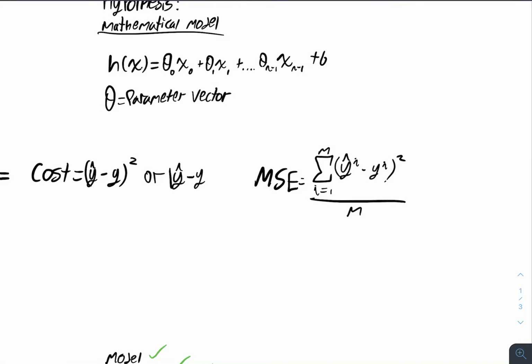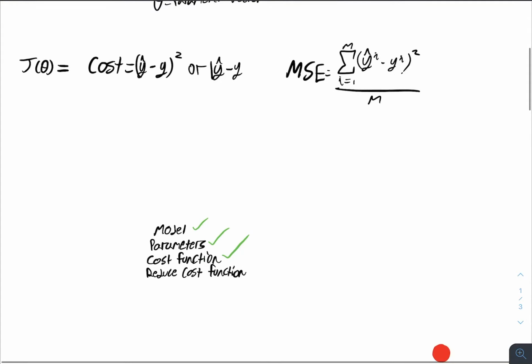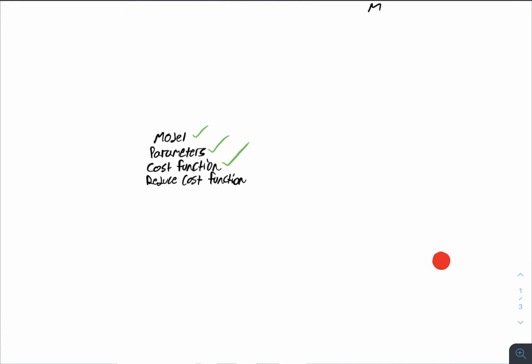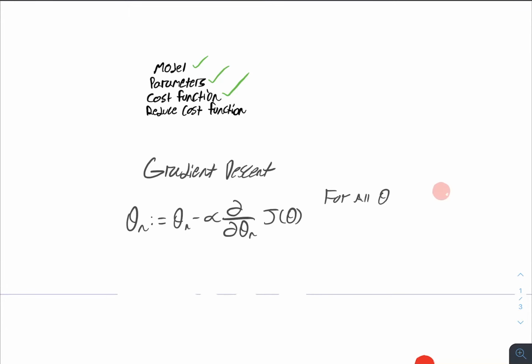So now we have the model, and we have a way of determining whether it's good, but how exactly do we reduce this cost function? What do we do about this? Well, the typical learning algorithm used across many different models in machine learning is called gradient descent.